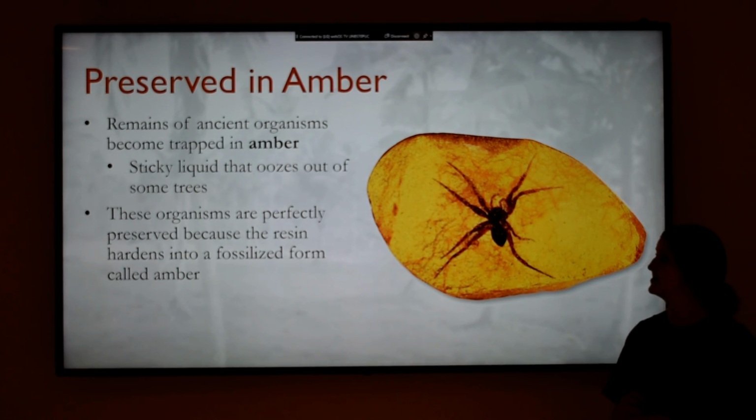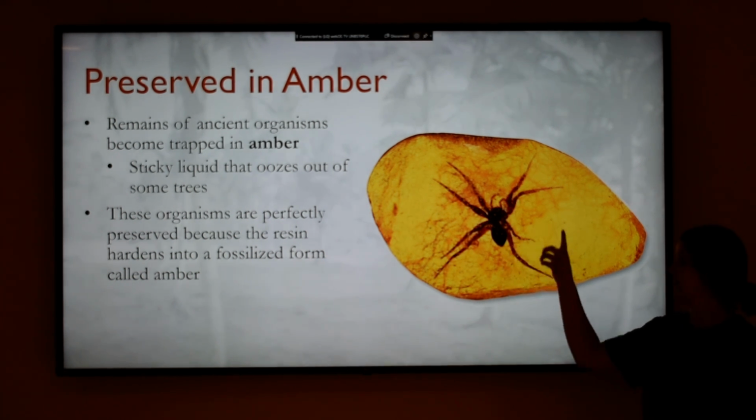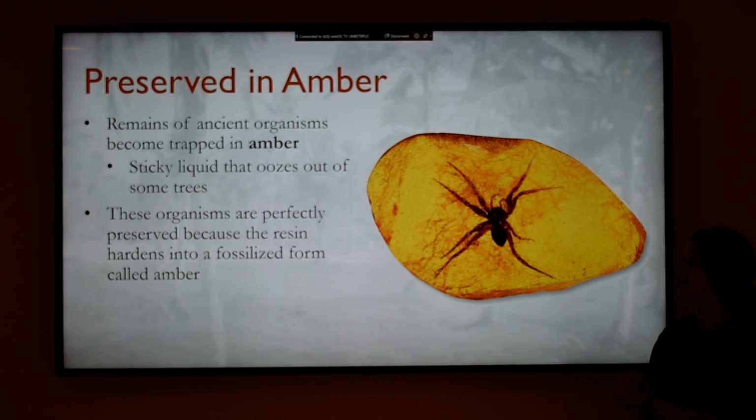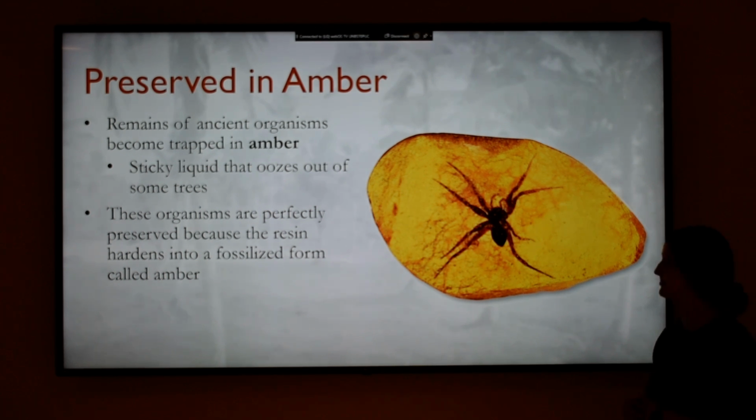The first one that we're going to talk about is fossils that are preserved in amber. You can see in here this has a spider that's preserved in this yellowy substance. Basically this kind of fossil is the remains of an ancient organism that's become trapped in amber. Amber is a sticky liquid that oozes out of some trees. Some might call it a resin. When the liquid hardens and sets up, that's when it's called amber. And that makes the organism inside perfectly preserved because it's so hard and it sets up so well.